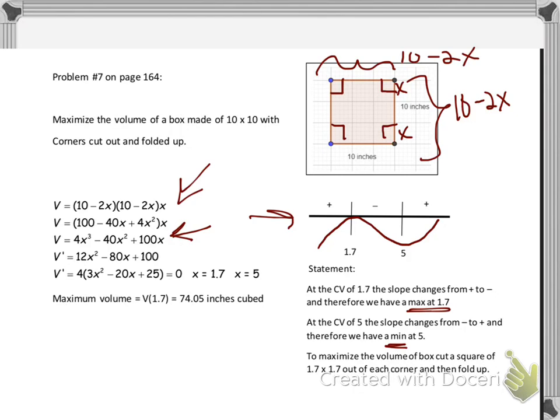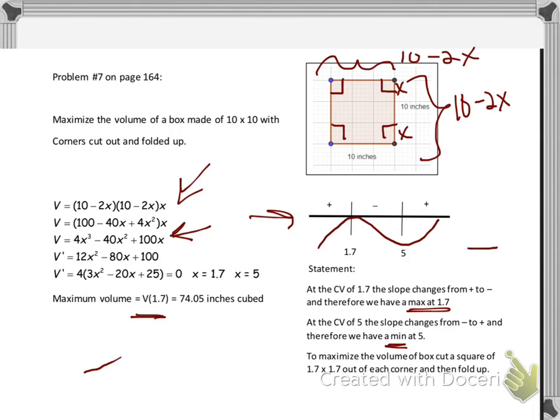So if we want to maximize the size of the box that we can make from this 10 by 10 piece of cardboard, we want to cut out an x that equals 1.7 by 1.7. So what is the volume that we're going to get when we do that? Well, if we evaluate our original function at 1.7, we will get 74.05 cubic inches of volume. So that's a nice application of our volume problem. It's a simple optimization, and it's something that you should be able to do.